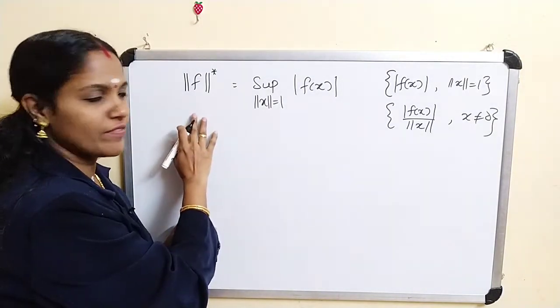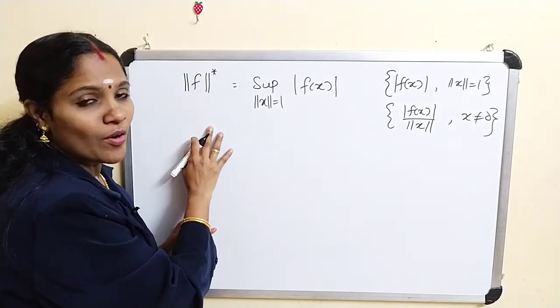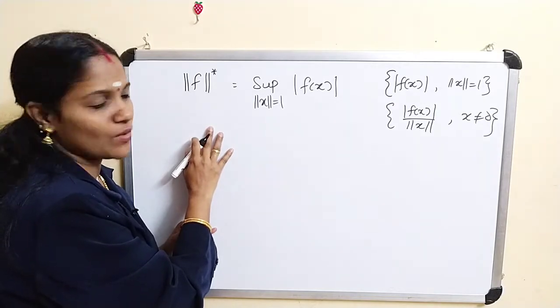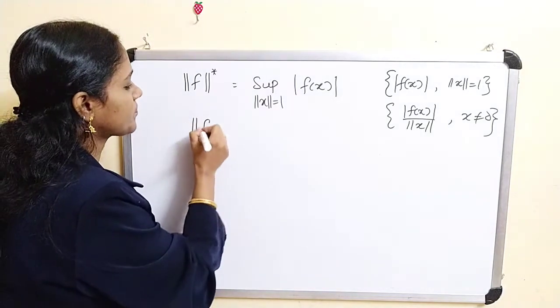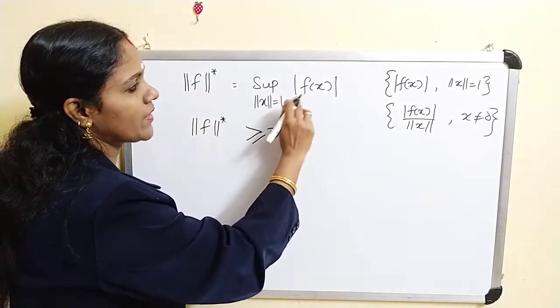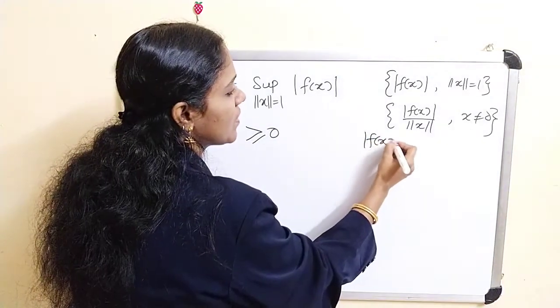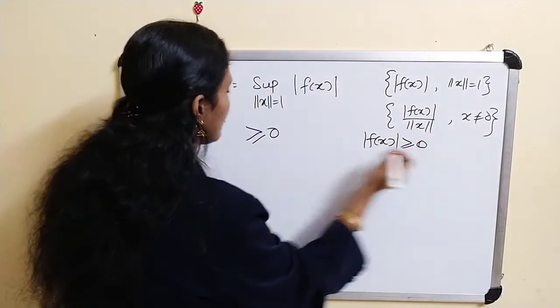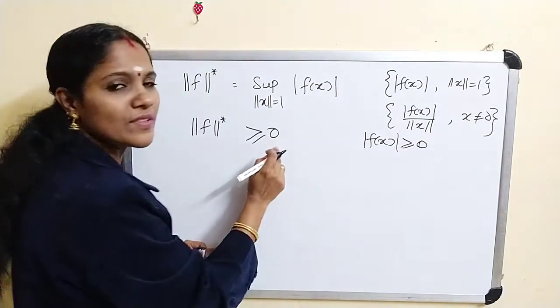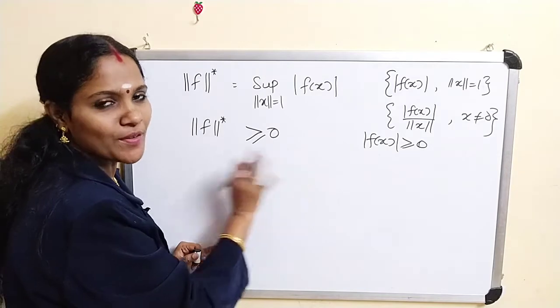Okay, so now this is our definition. We have to verify whether this is a norm. Now what about the first condition, norm of X greater than or equal to 0? Now what about norm of F? Clearly norm of F is greater than or equal to 0. Why? As modulus of F of X is always greater than or equal to 0, this supremum value is always greater than or equal to 0. This implies norm of F is greater than or equal to 0.